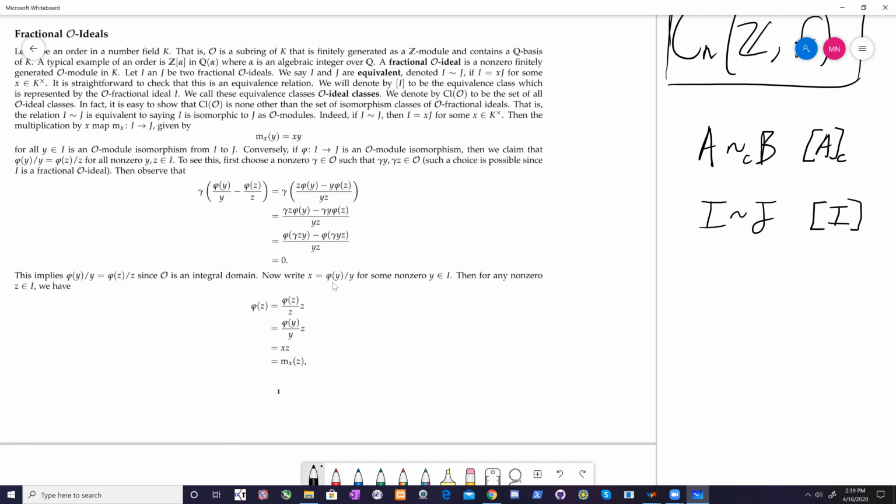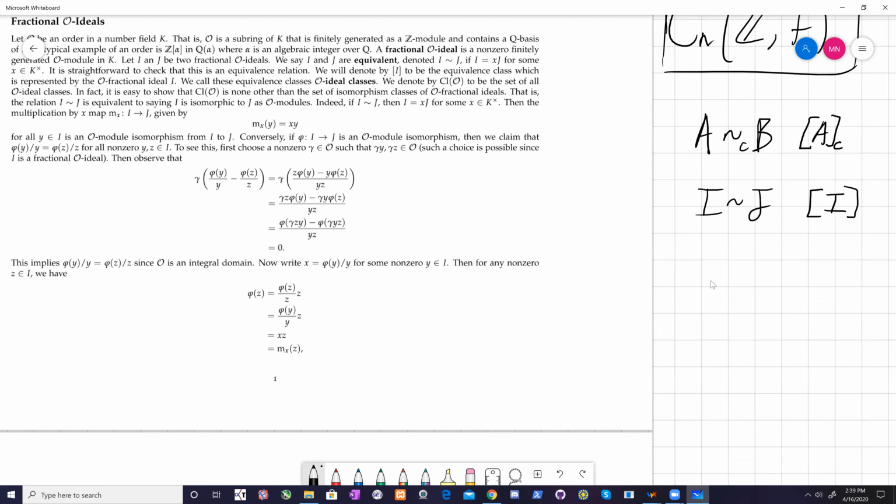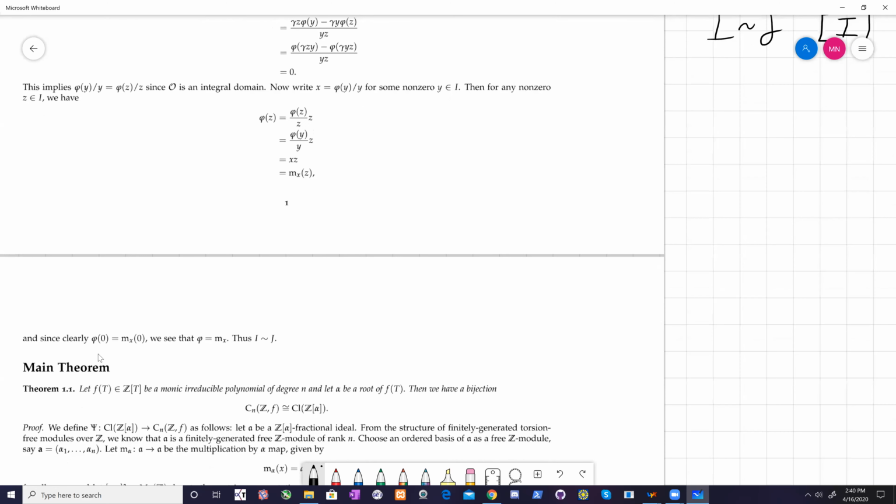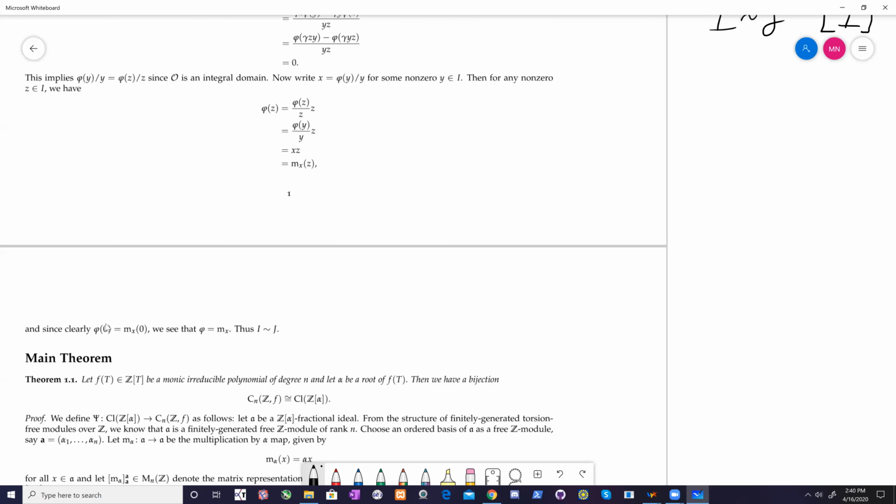So now just write x equal to varphi of y over y. And like we just showed here, you can choose any non-zero y in I, you'll get the same x here. So then for any non-zero z in I, we have varphi of z is equal to varphi of z over z times z, which is equal to varphi of y over y, by what we just showed, times z, which is equal to x times z, which is equal to the multiplication by x map of z. And finally, since varphi of 0 is equal to m sub x of 0, this is pretty clear.